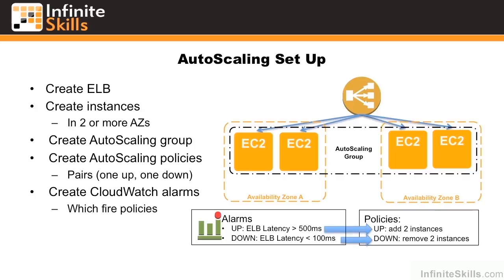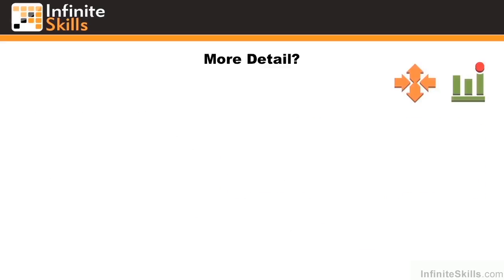These are going to fire policies. Here we're saying that when the ELB latency, or the time that it takes the ELB to respond to a request, goes above 500 milliseconds, we're going to fire the policy add 2 instances, to add 2 more instances in our backend. And when the ELB latency goes below 100 milliseconds, we're going to fire our down policy to remove 2 instances and save money because we don't need those instances.